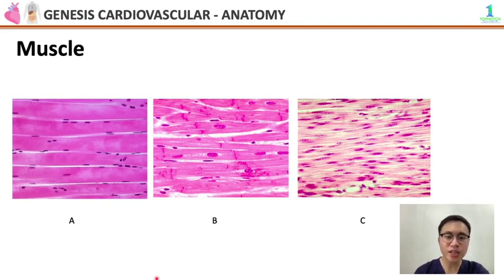So, the correct answer here is actually letter B. Okay? So, letter A, this is actually a skeletal muscle. You can see the striations and you can see that there are multiple nuclei. No? So yun yung characteristic niya, striated, multinucleated.